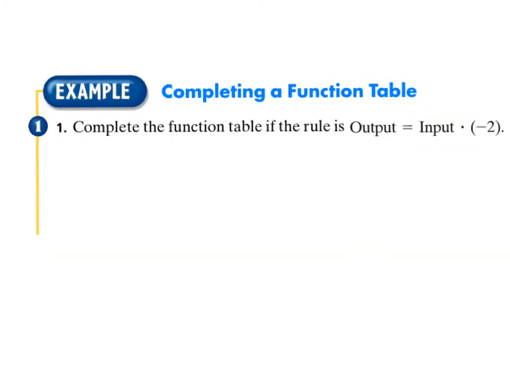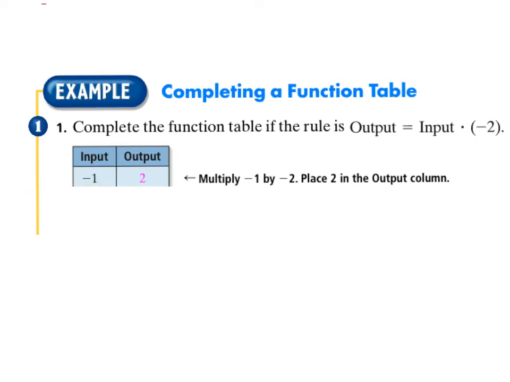Let's look at completing a function table. Say we want to complete a function table where the rule is output equals input times negative 2. So we have our input-output table. We'll multiply negative 1 by negative 2 in the output column. Remember, our rule is that everything has to be multiplied by negative 2. So negative 1 times negative 2 gets me a positive 2, because a negative times a negative gets me a positive answer.